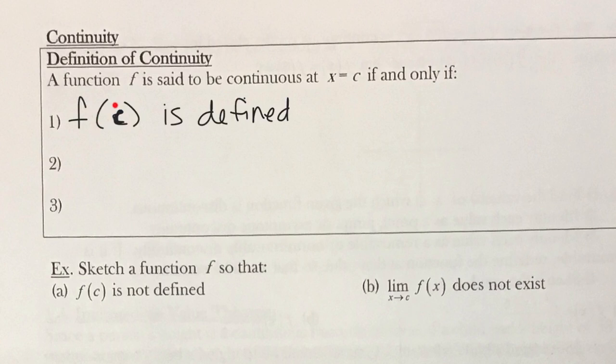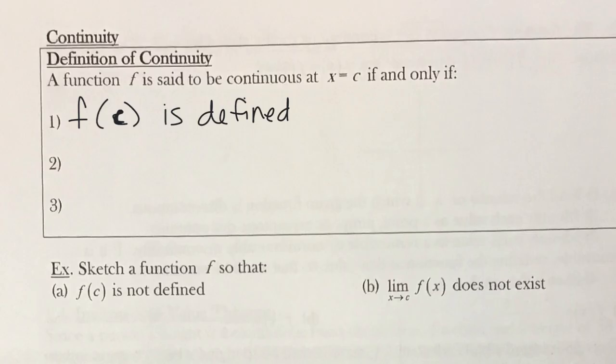Which means the y value actually exists, right? You have a y value for your given c. So we have an x value that we're calling c. So we have a point, right? There has to be a point there. It can't be a removable discontinuity. It can't be an asymptote. It can't be any one of those things. There must be an actual dot there.